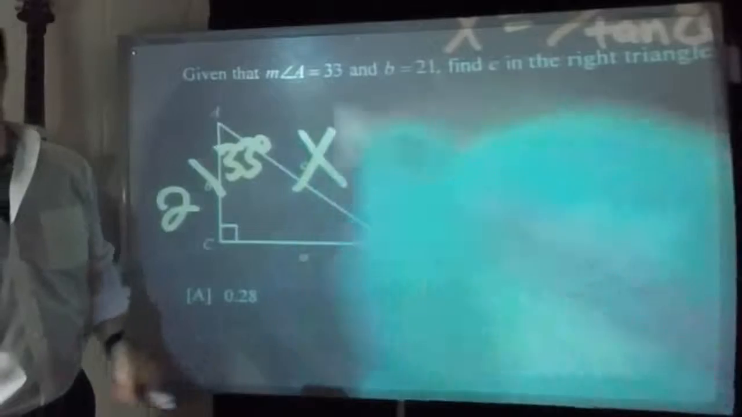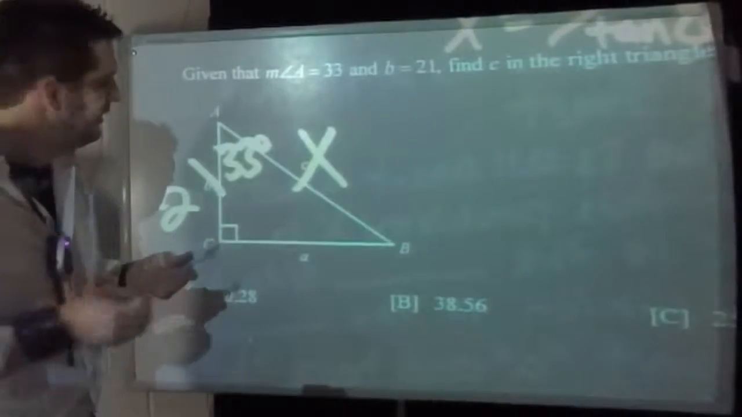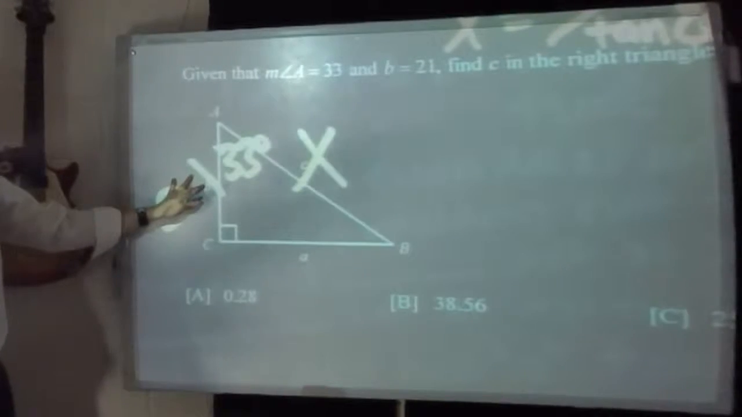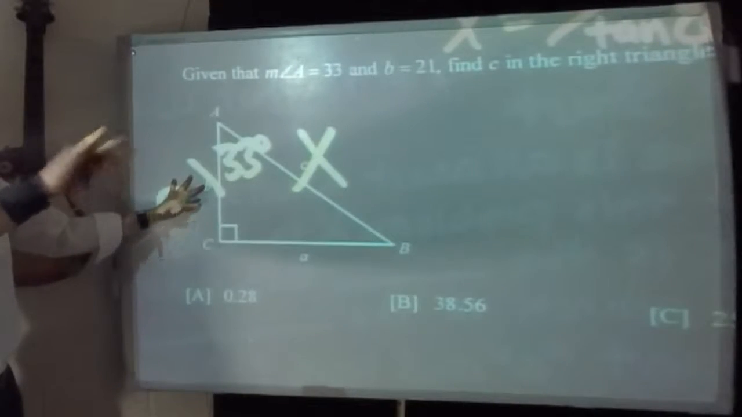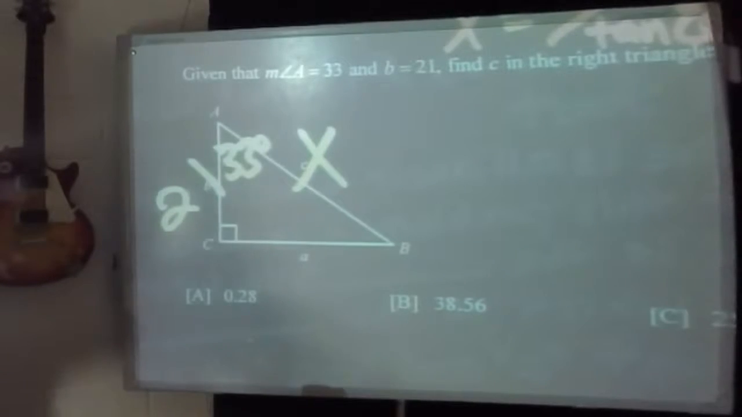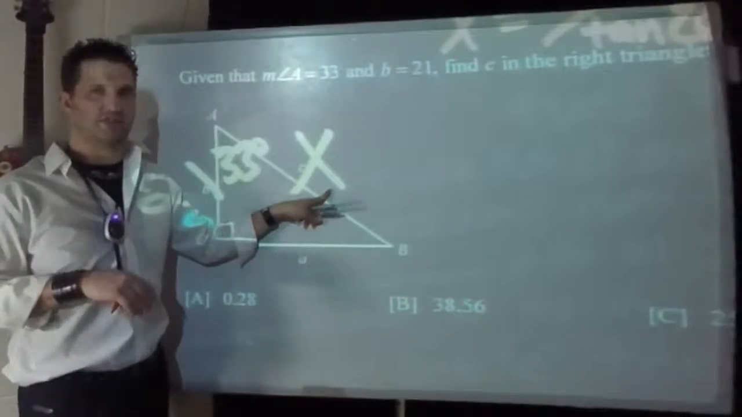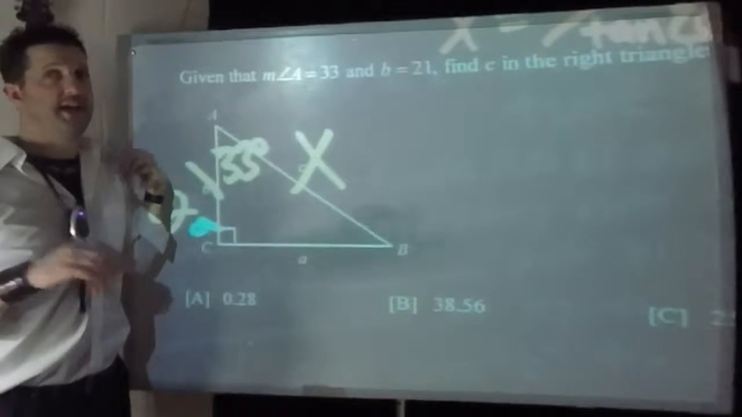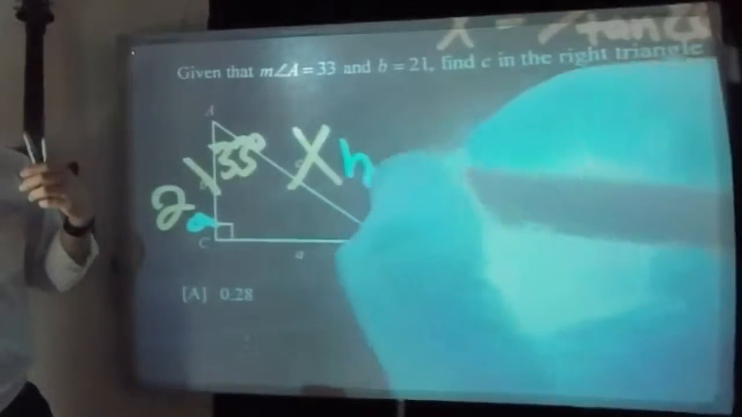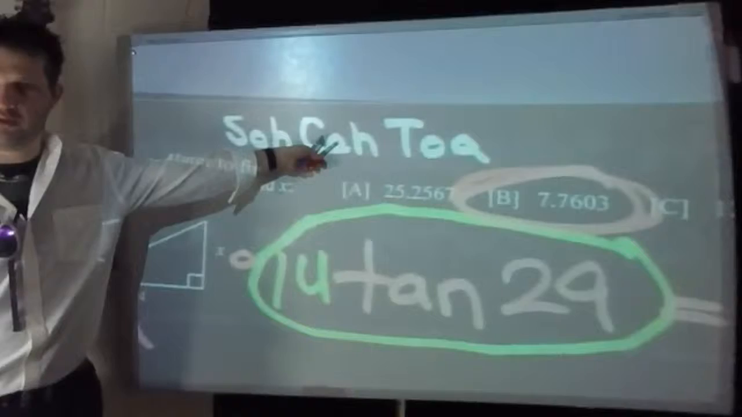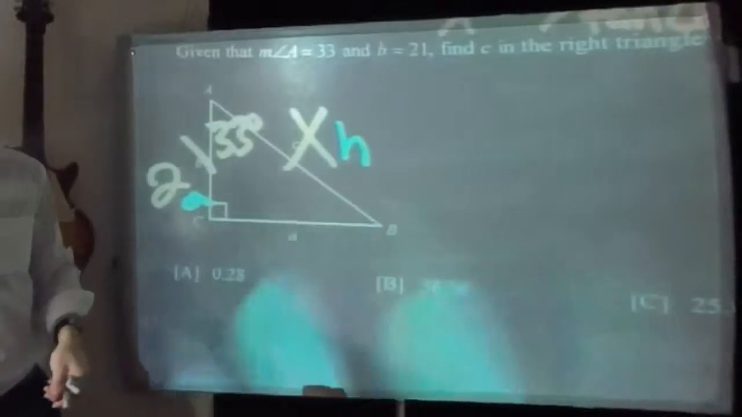All right. So let's do a little thinking. What we have and what we want. What we have is this 21. Is that an O, an A, or an H? It's an A. What we want, is that an O, A, or H? It's an H. So you've got an A, you want an H. What does the cheat sheet tell you when you've got A's and H's? Cosine.